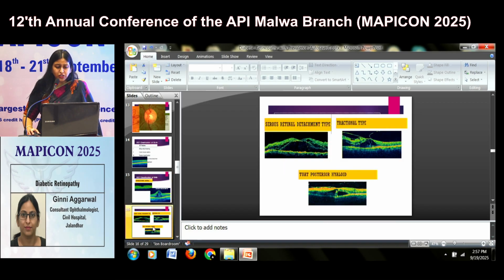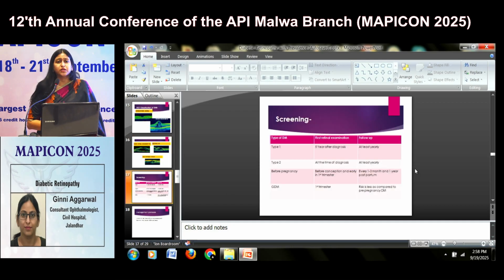The next stage which happens is the detachment of the neurosensory retina from the pigment epithelium. Then there is the tractional type. This is the membrane formation, and then this is the taut posterior hyaloid. These two stages will eventually need surgical intervention. Moving on.